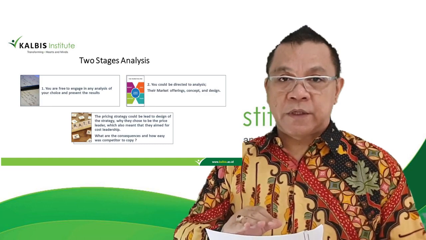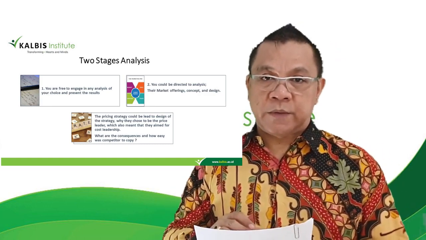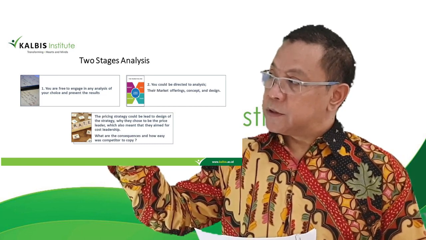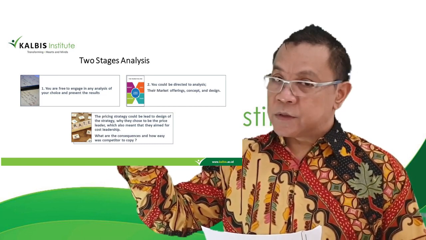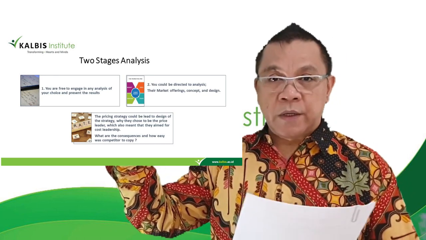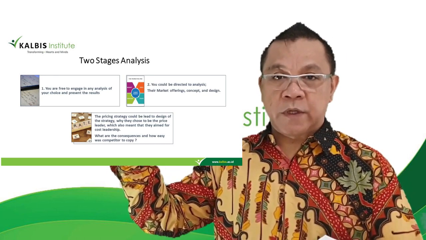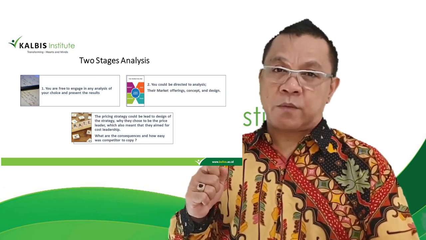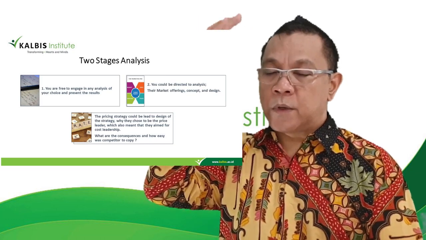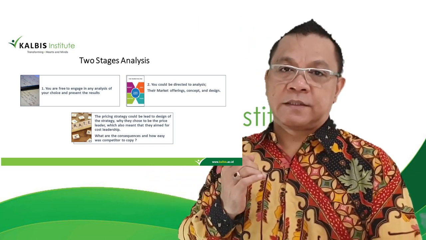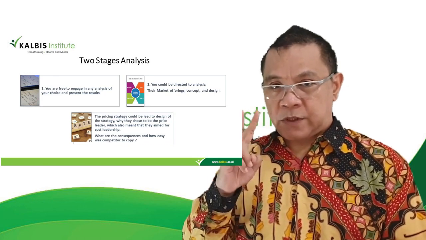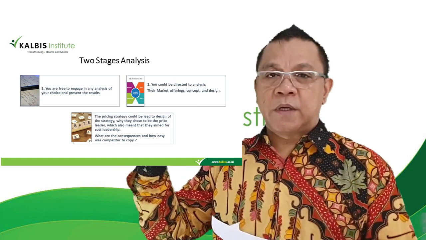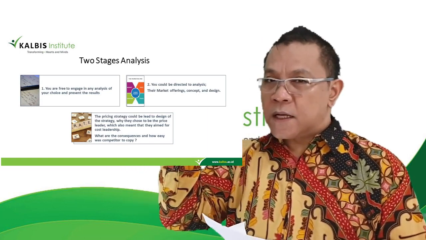Please follow my assignment questions and analysis. This is my recommendation on how to understand this. We have two stages. First, what should you do as a group? You are free to engage in any analysis of your choice and present the results. That's first: what issue you get, what concern you get in this case. And then second, you could be directed to analyze their market offering, their market concept, their market design.